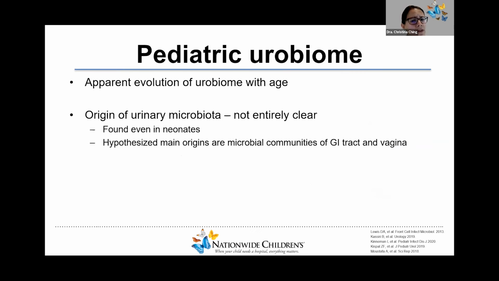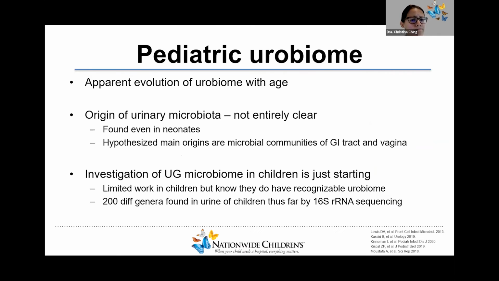Adult studies have found an apparent evolution of the urobiome with age, and pediatric studies have found the urinary microbiota present even in neonates, although its origin is unclear. It is hypothesized that the main origins of the urinary microbiota are microbial communities of the GI tract and vagina. The investigation of the urogenital microbiome in children is really just starting, with limited work in children so far, but it is known that they do have a recognizable urobiome. So far, 200 different genera have been found in the urine of children by next generation sequencing.